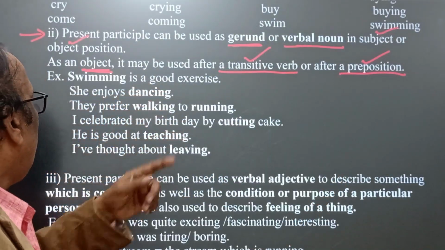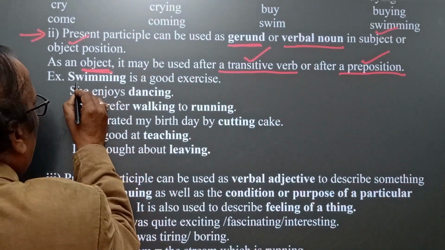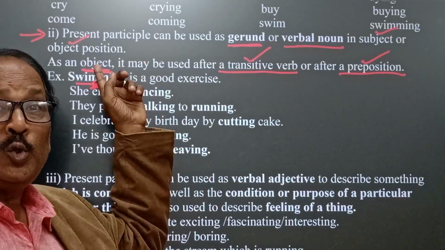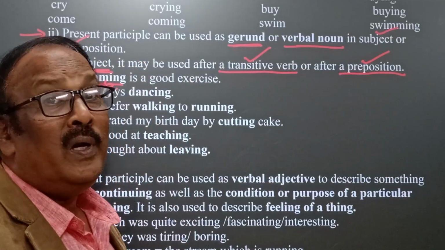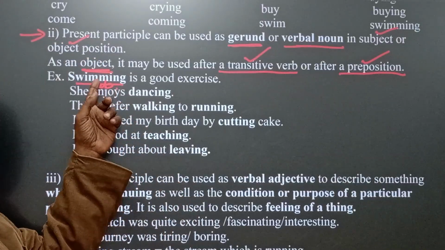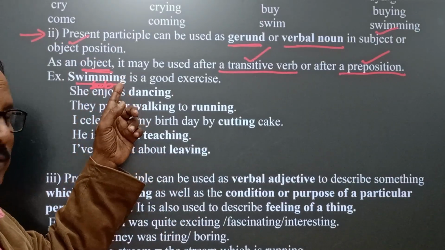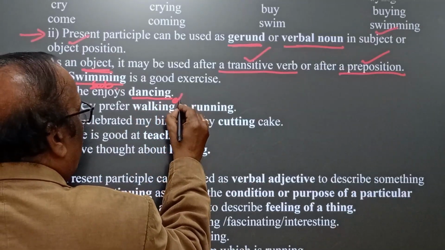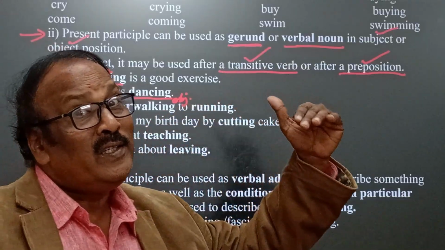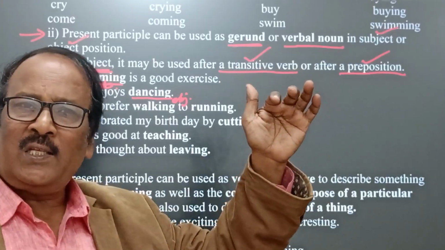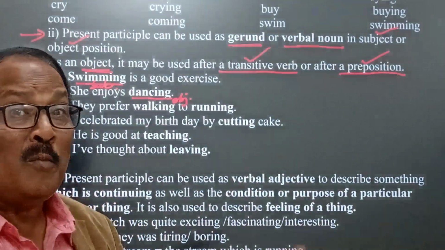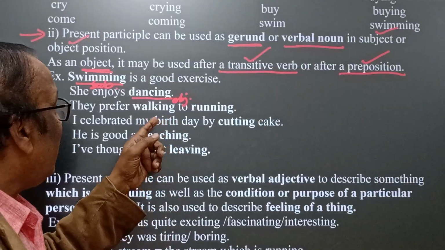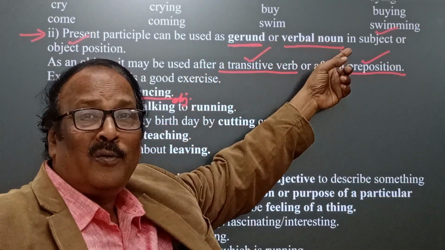Swimming is a good exercise. Here, swimming is the subject, but it is a gerund or verbal noun. Swimming is here an abstract noun indicating action and performing the role of subject. Okay. She enjoys dancing. She enjoys what? Dancing. Therefore, here it is the object. But "she is dancing": dancing is the present participle expressing continuous action, a verb. But here, she enjoys dancing. Dancing is the object and it is a verbal noun or gerund.